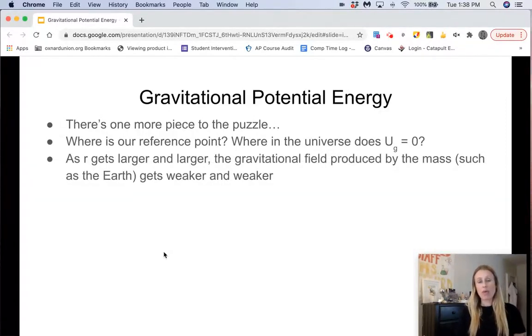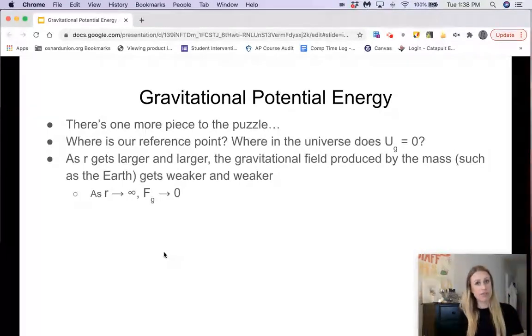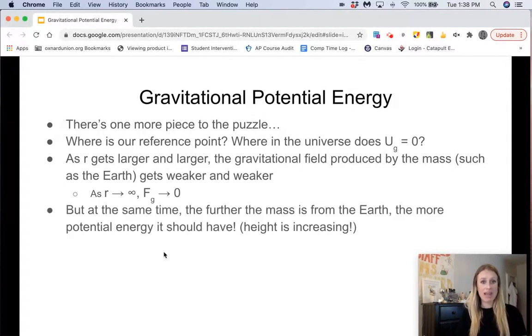Well, as our R term, or the distance between those two things, gets larger and larger, the gravitational field produced by that mass, the mass of the Earth, gets weaker and weaker. So it's approaching zero. As R approaches infinity, the force of gravity approaches zero. However, at the same time, the further the mass is from the Earth, the more potential energy it should have, right? Because height is increasing. So this is almost like a juxtaposition here.